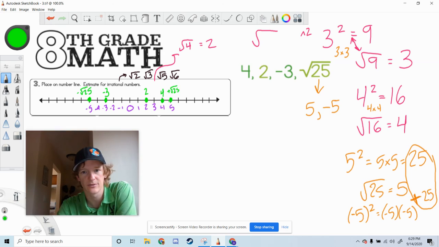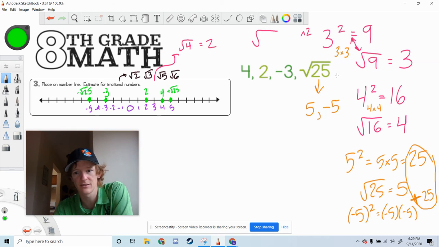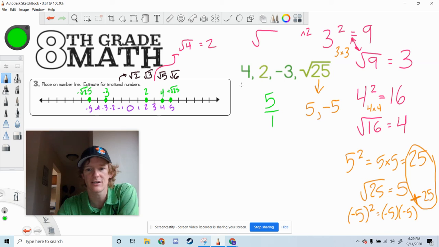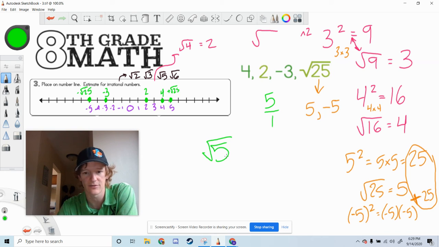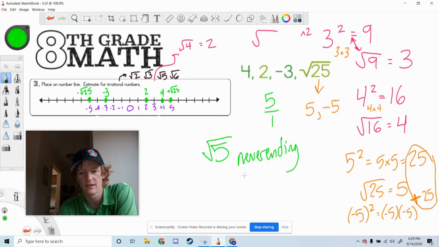Estimate for irrational numbers. We didn't have any irrational numbers. This is the number 5. 5 is a rational number because you could write it as a fraction. Rational means you can write it as a fraction. Irrational means you can't write this as a fraction. If you type this on your calculator, it's a never-ending, never repeating decimal.